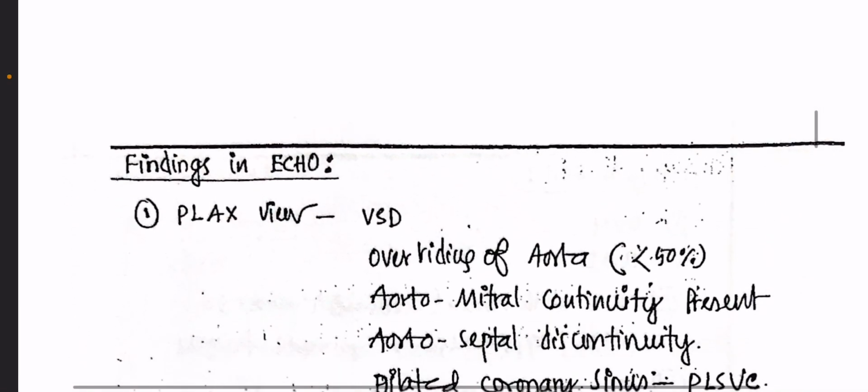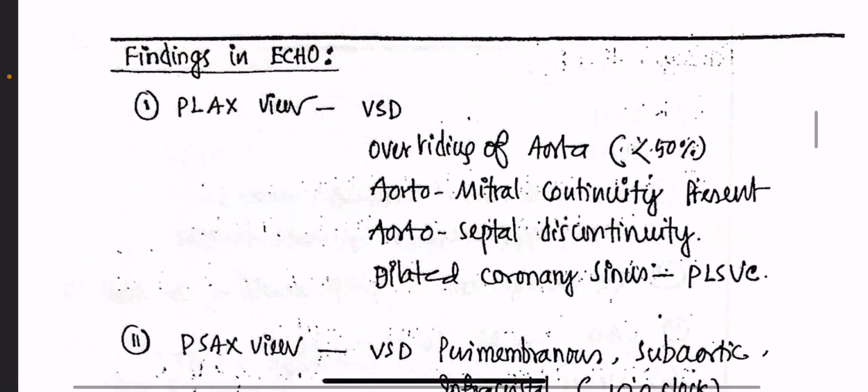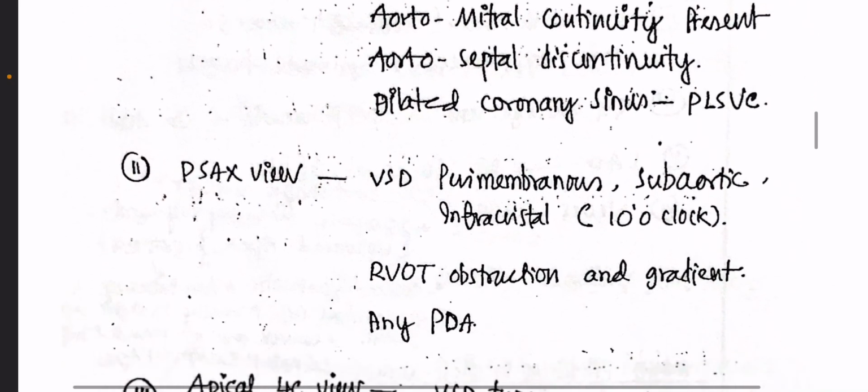Now, findings in echo. Parasternal long axis view shows VSD, overriding of aorta that is less than 50%. Aortomitral continuity present. Aortoseptal discontinuity present. Dilated coronary sinus if persistent left superior vena cava.